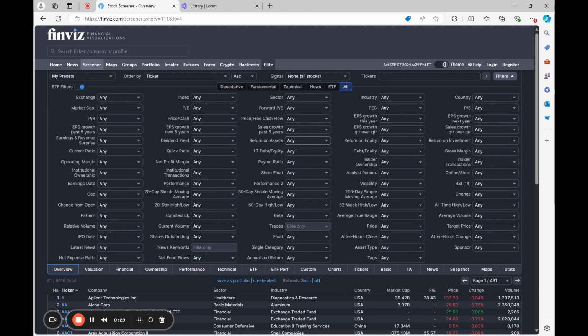So a quick note before we start, using too many filters can eliminate too many stocks. And the filters that we use in this video are just suggestions, so you don't have to use these, and you can use whatever filters that you want to meet your investment goals.